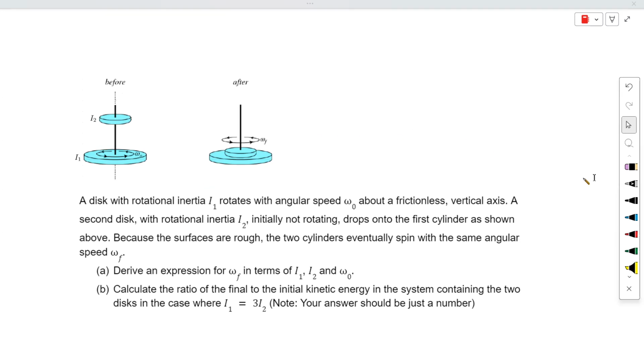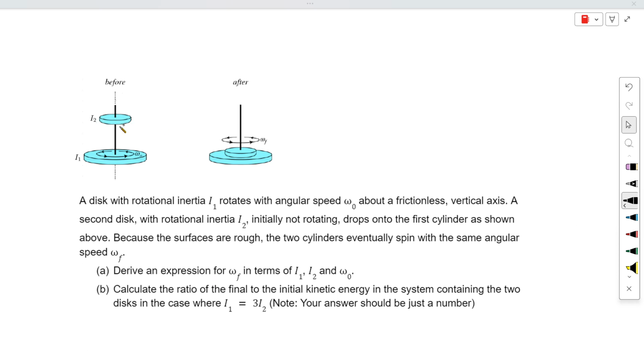All right, so we have this disk with rotational inertia I1, rotating with angular speed omega naught. A second disk with rotational inertia I2, not rotating, drops on the first cylinder shown above. Because the surfaces are rough, the two cylinders will spin with the same angular speed. Derive an expression for omega f in terms of I1, I2.